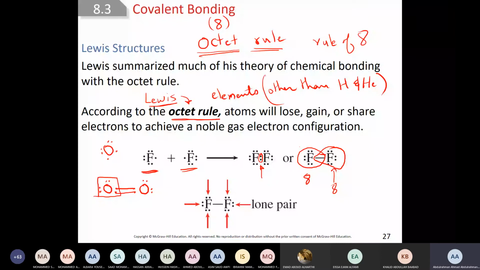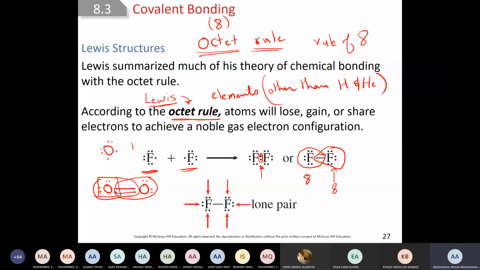How many electrons around this oxygen now? 8. And this oxygen? 8 also. And it satisfies the octet rule.